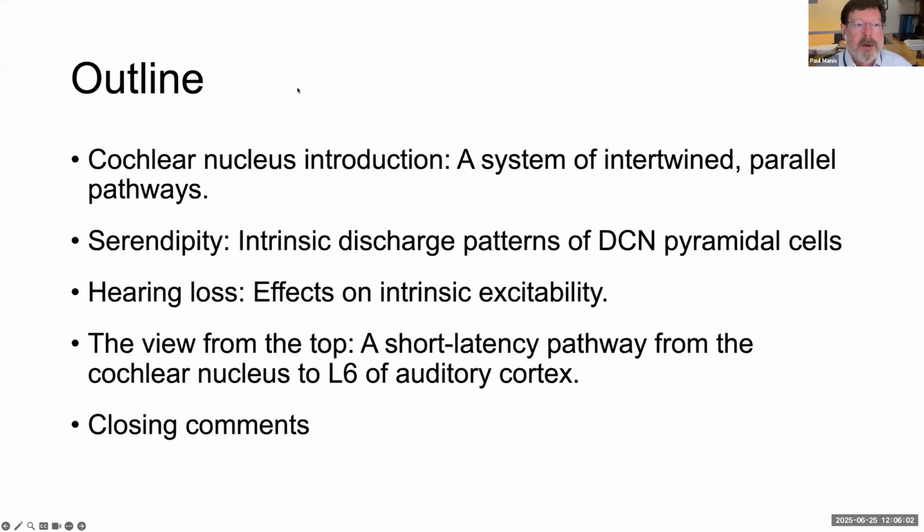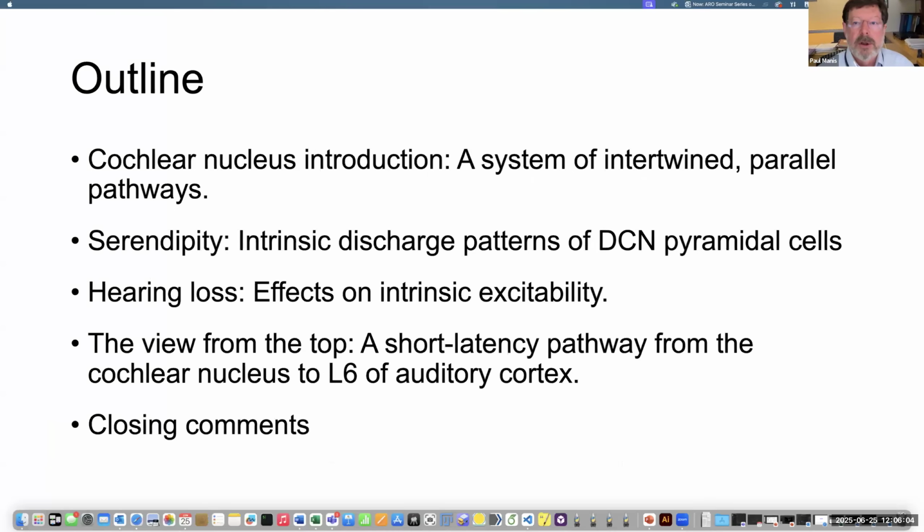So this is an outline of the talk. I'm going to talk about the cochlear nucleus and give you a brief introduction to it as a system of intertwined and parallel pathways. Then talk a little bit about serendipity in science and something that we did looking at the intrinsic discharge patterns of DCN pyramidal cells. It's kind of an old story.